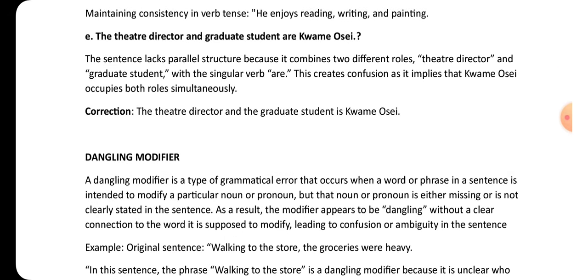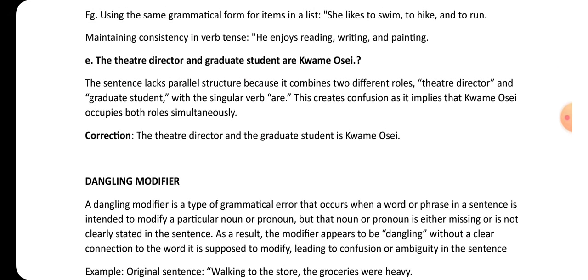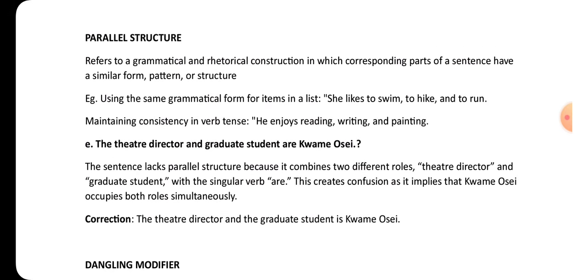So now let's look at the question. The question says that the theater doctor and graduate students are Osei Kwame. The theater doctor and graduate student are Kwame Osei. So the sentence lacks what? Parallel structure, because it combines two different roles. So in parallel structure, it's where you combine two different roles, activities, or you combine a different structure all together.